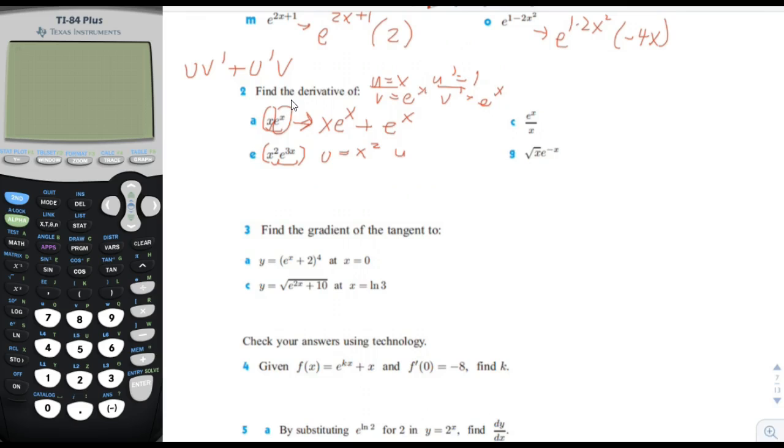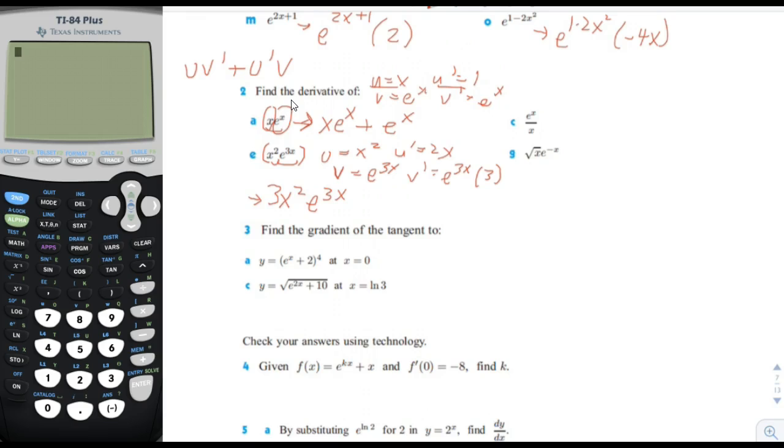u dashed is equal to 2x. v is equal to e to the 3x. v dashed is equal to e to the 3x times 3. So the product rule says that when we take the derivative, it's going to be u, x squared, times v dashed, which is e to the 3x times 3.